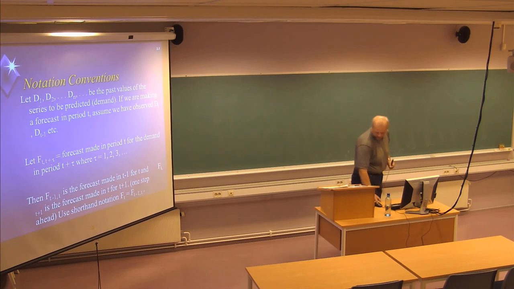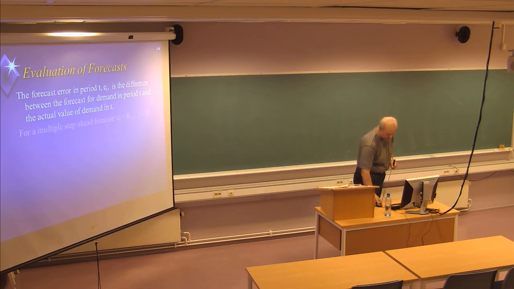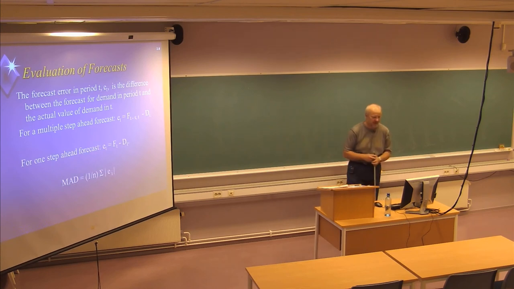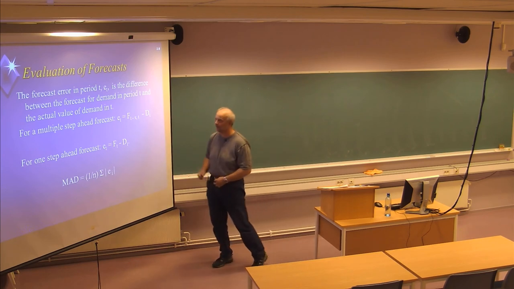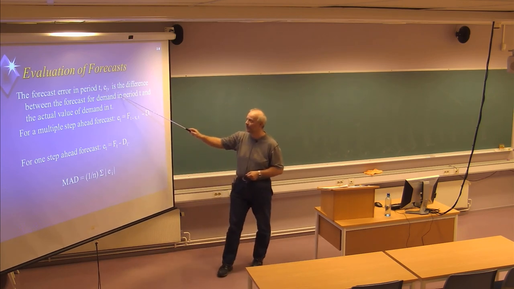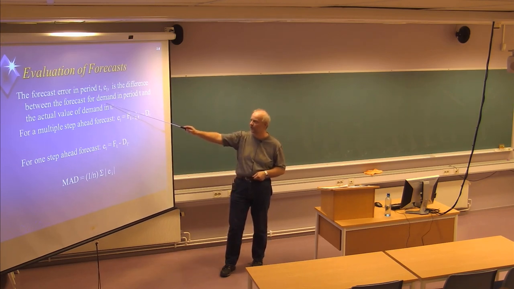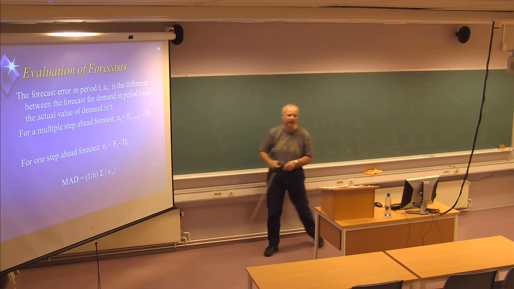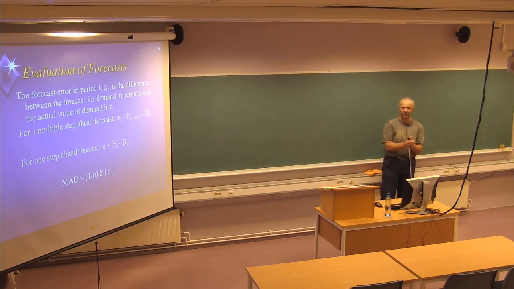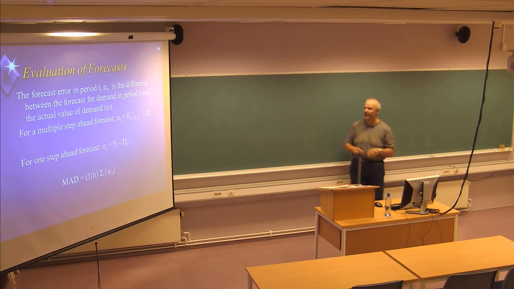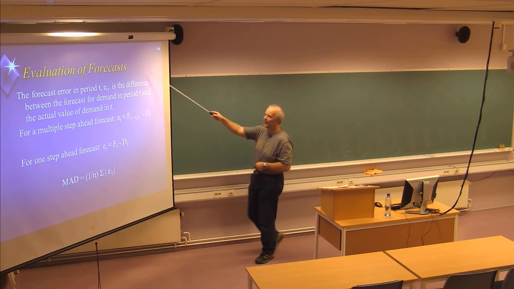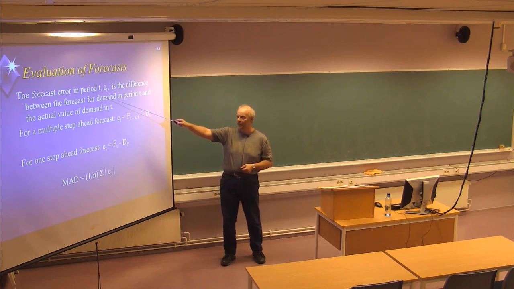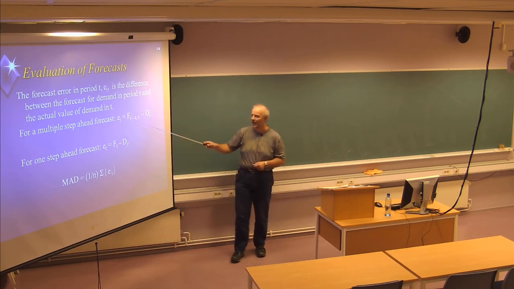Okay, before we look at some examples, I will also say something about evaluating the forecasts. Here we have different types of what we call a forecast error, and different kinds of measures of the forecast. The forecast error will be the difference between the forecast of the demand and the actual value of the demand. You might have made a forecast for this particular period last month, and then you can observe the actual demand, and find the forecast error as the difference between the forecast and the actual demand.